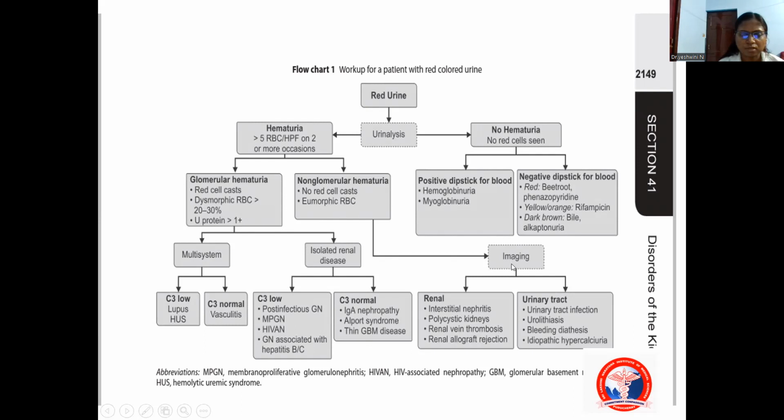Non-glomerular hematuria, think of the lower causes. Okay, do imaging. Next step in non-glomerular, you have to do an imaging and find out whether it is because of polycystic kidney disease, renal vein thrombosis, interstitial nephritis, renal allograft rejection, or it was because of UTI, urolithiasis, bleeding disorders. Okay, if there is no hematuria, then it could be either the dyes, which are discoloring your urine, or it could be myoglobin or hemoglobin. Do a dipstick. There are no RBCs, dipstick is positive, then think of hemoglobin or myoglobin. Dipstick is negative, then think of the other causes like your dyes, which are discoloring your urine.